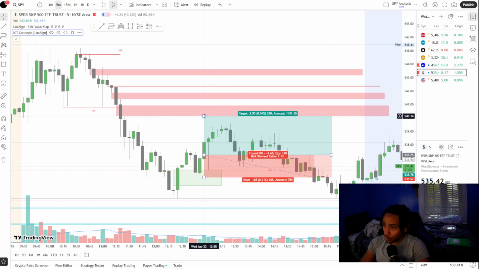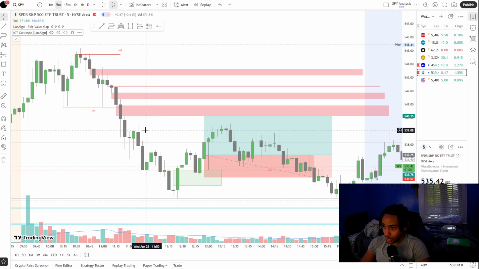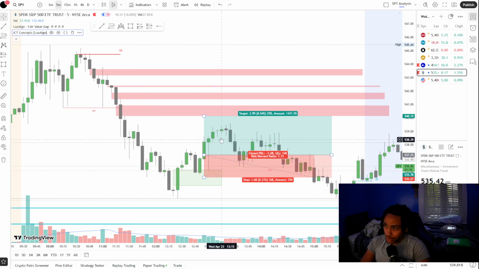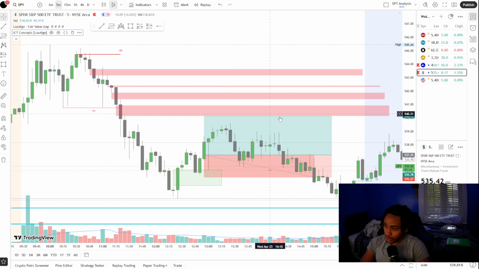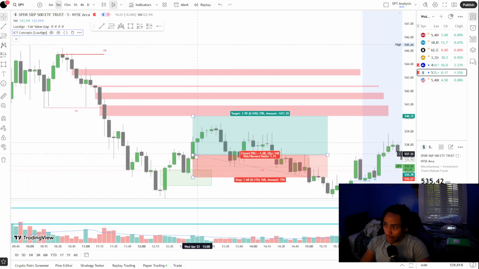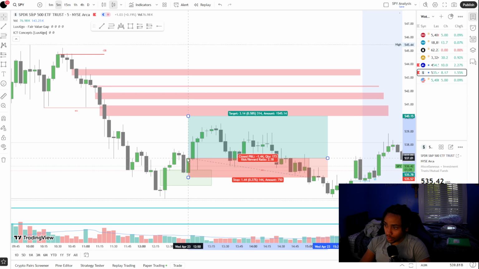I didn't even want to go for 2 to 1 just because of these fair value gaps right here. As you can see, price did go up. We got a pretty good amount of profit when you really think about it, but it just couldn't keep going. And it's late in the day, so not the ideal trading hours. So yeah, I guess a better entry would be right here, probably.